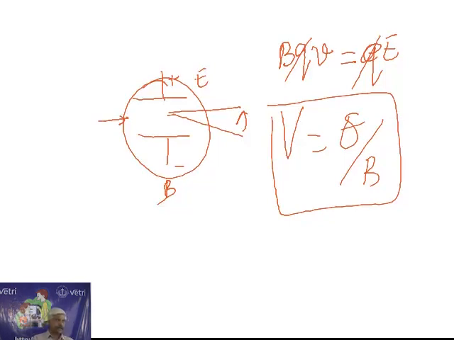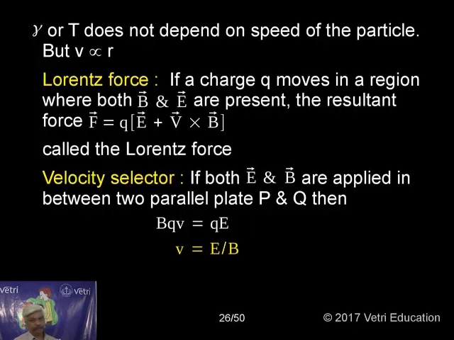Any ion or electron or any charge which possesses the velocity E by B is able to cross this area, so this area is called the velocity selector region. Any ion or charge that doesn't possess the velocity E by B won't be allowed; it is rejected. Only v equal to E by B can pass through this region. Hence this region is called the velocity selector region.